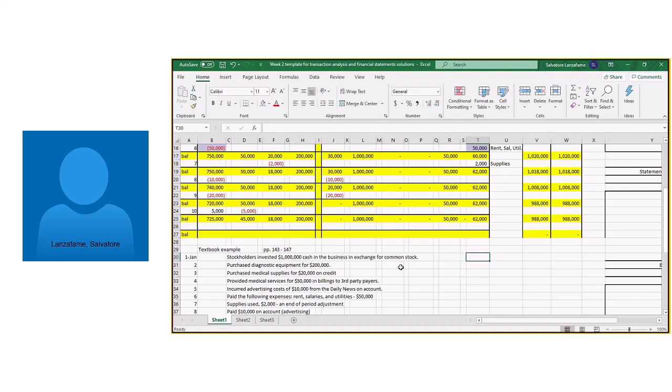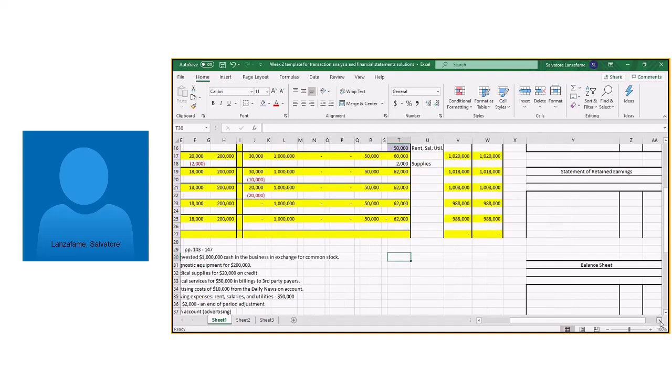Okay, so those are the 10 transactions that they illustrated in the textbook. Like I said, I have another video on YouTube that does another one of these transaction analyses for corporations, and you might want to check that out just to get another example. Okay, so let's go ahead and now do the financial statements associated with what we just did.